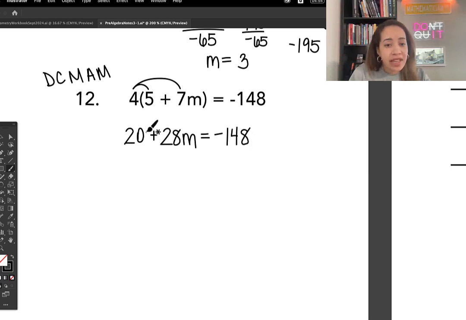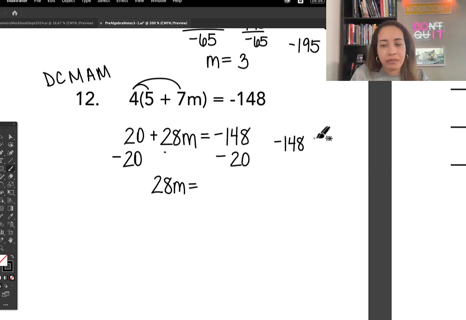So now we see addition and we see multiplication. We know to undo addition before we undo multiplication. So to cancel out this addition, I should subtract 20 here and 20 here. Now I've got 28m all by itself on the left side, and then on the right side, we have -148 minus 20.